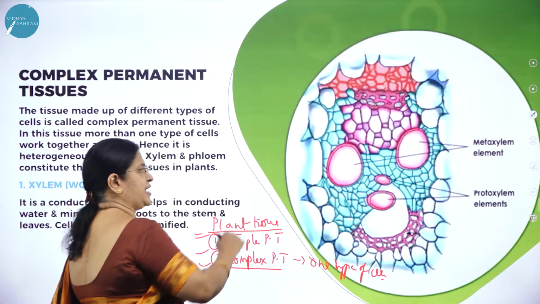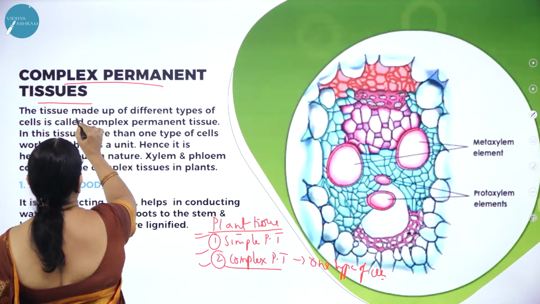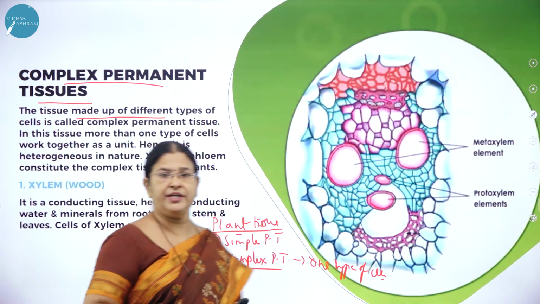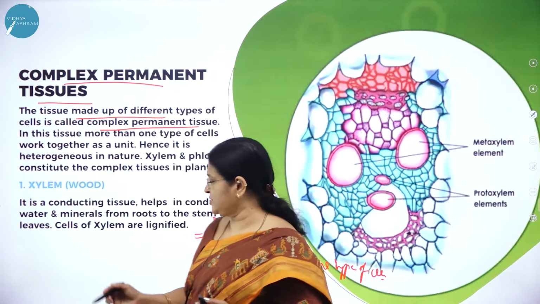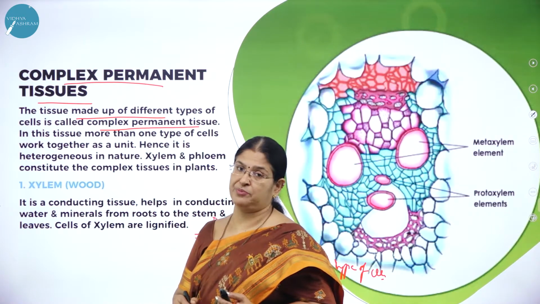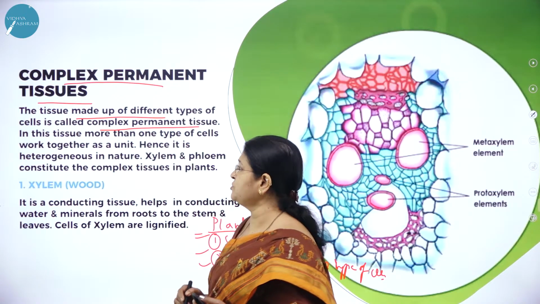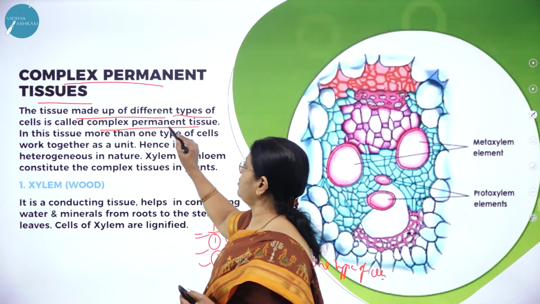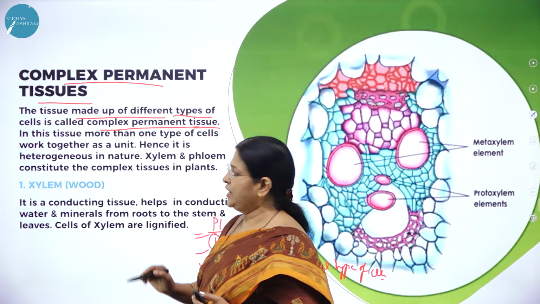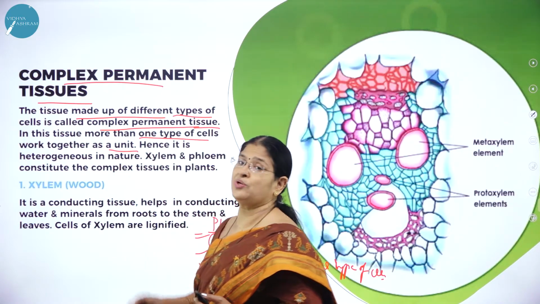Here you can see the xylem, right? Now, let us understand what is complex permanent tissue. Tissue made up of different types of cells is called complex permanent tissue. As I said, why is it called complex permanent tissue? Namely, xylem and phloem are called complex permanent tissues, and the tissue is made up of different types of cells. Hence, it is called complex permanent tissue. In this tissue, more than one type of cells work together as a unit.